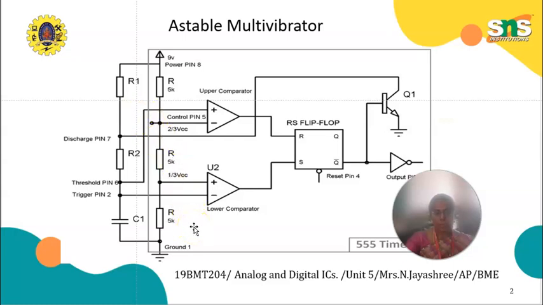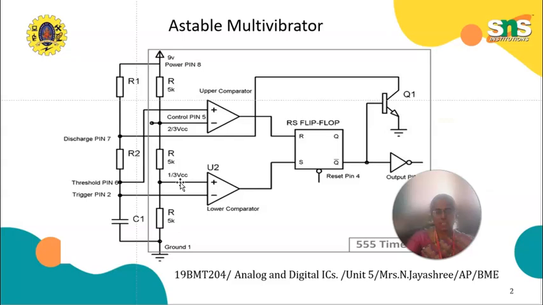The Astable multivibrator consists of resistances and capacitors. Here we have the upper comparator and the lower comparator. In the upper comparator, the pin is connected to the threshold pin, that is pin number 6. In the lower comparator, the negative inverting sign is connected to pin number 2, and both the upper and lower comparators are connected together to form the RS flip-flop latch. Finally we get the output at pin number 3, and the transistor Q1 is connected as feedback to the discharge pin 7.